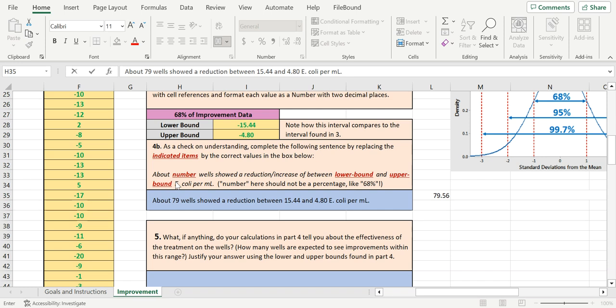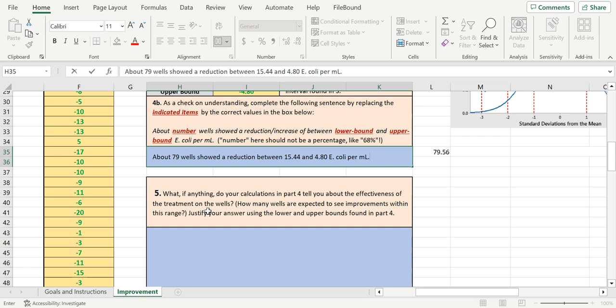If yours is positive, if you're seeing positive numbers for your lower and upper bound, then the E. coli is not reducing, it's increasing. So you'd say you see an increase between the 2 values you got. Mine are negative, so that's why I'm saying a reduction. I'm decreasing, I have a reduction in mine.